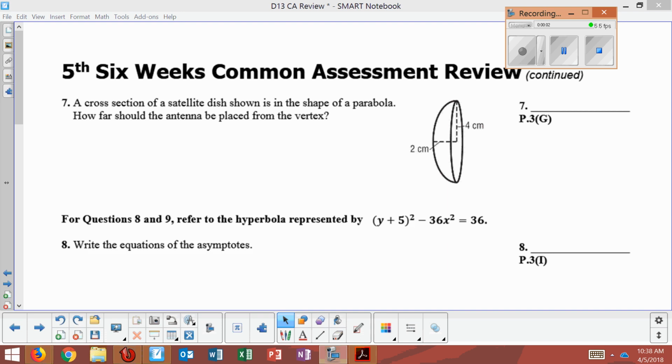Number 7. A cross-section of a satellite dish is shown in the shape of a parabola. How far should the antenna be placed from the vertex? So this is the satellite dish in here, and we want to know where should the antenna be placed.